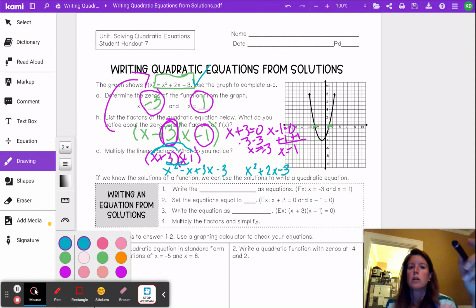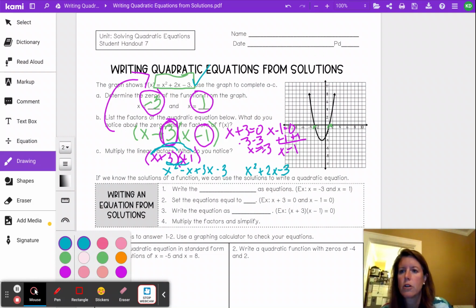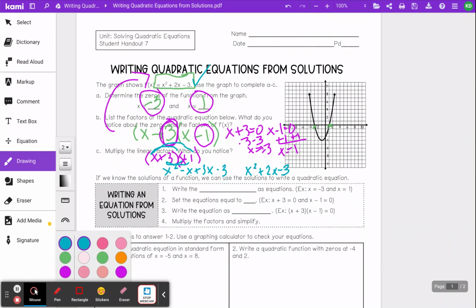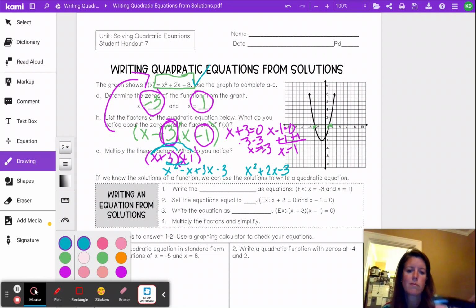For this, the first thing we're going to do is write the zeros. I'm going to keep the zeros, or you can also write solutions if that makes more sense to you. But the zeros, that's what we're talking about. Write those zeros as equations. So x equals, in our original one, -3, and then x equals positive 1. Those are our zeros. We're going to write that as x equals.